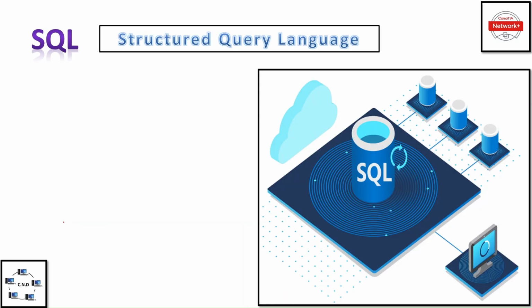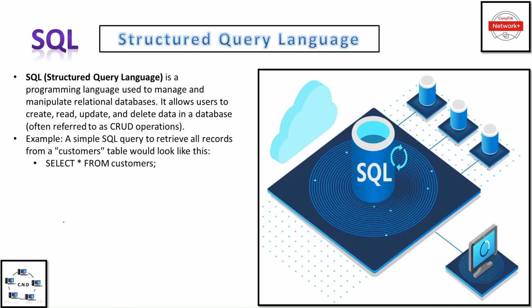SQL, that is Structured Query Language. SQL is a programming language used to manage and manipulate relational databases. It allows users to create, read, update, and delete data in a database, often referred to as CRUD operations. So C is for create, R is for read, U is for update, and D is for delete.